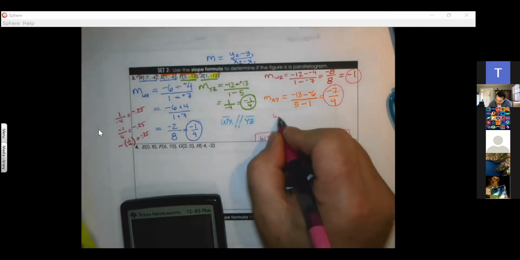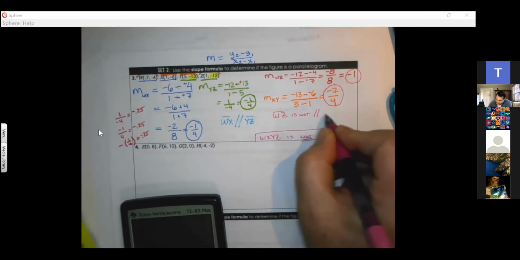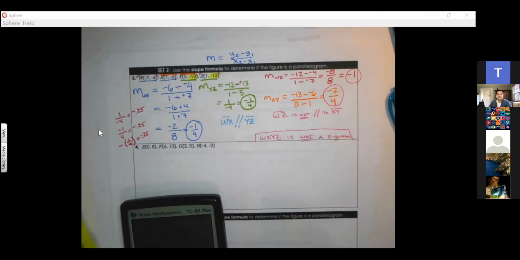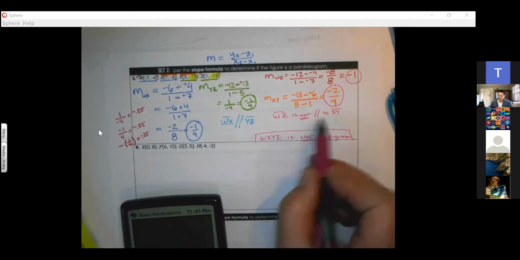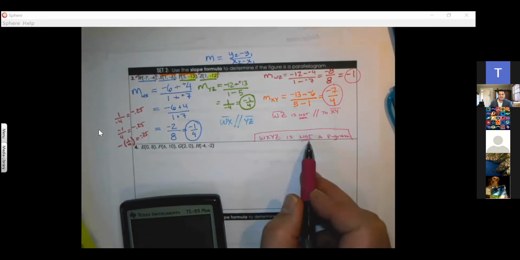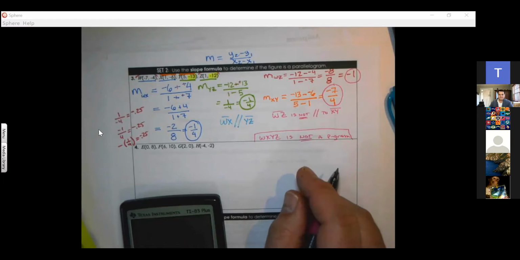We know that WZ is not parallel to XY. That's what we got out of that. Since those slopes are not the same, it's not parallel. And unless both pairs are parallel, it's not a parallelogram. So in this case, it's not a parallelogram.